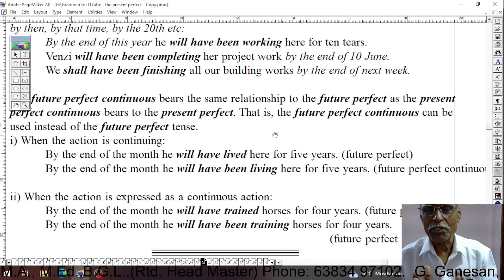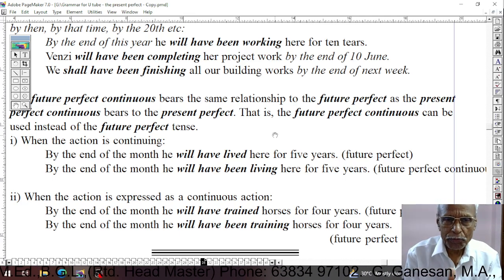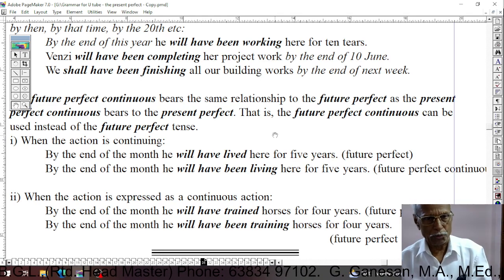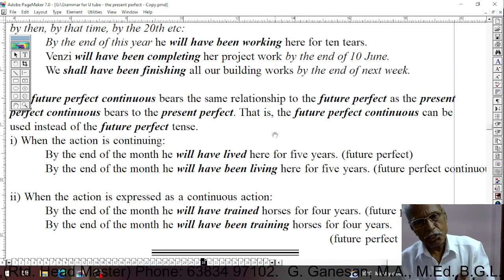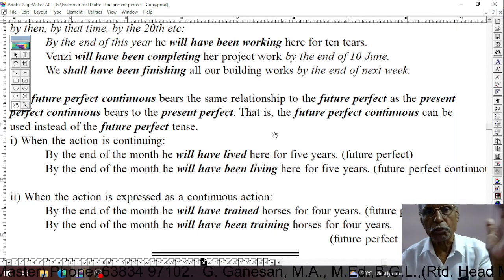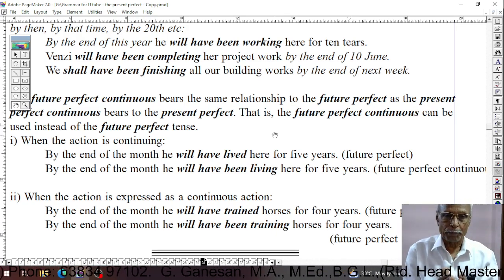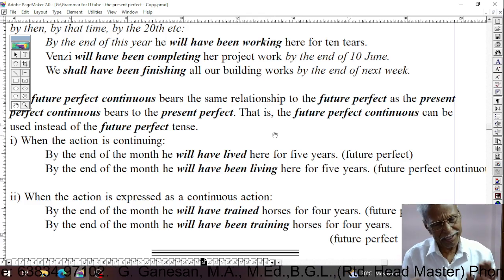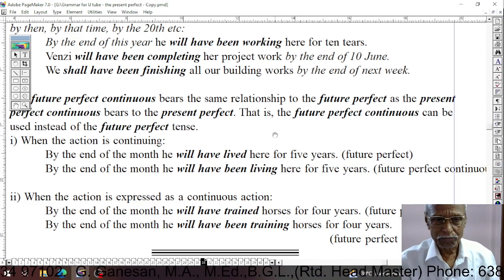That is, for the present, instead of the present perfect, the present perfect continuous can be used. Likewise, instead of the future perfect, the future perfect continuous can be used. But basically, there is some difference. Yet, they may be used.